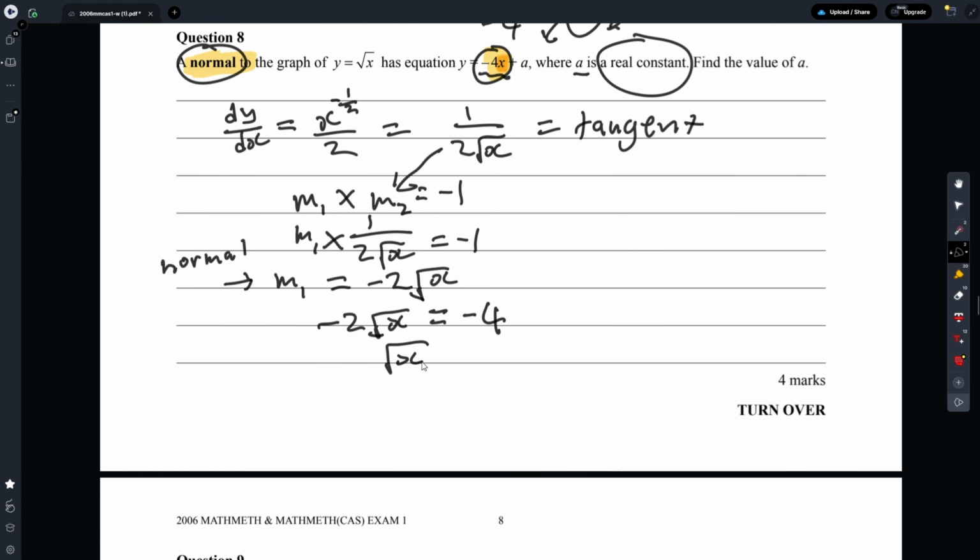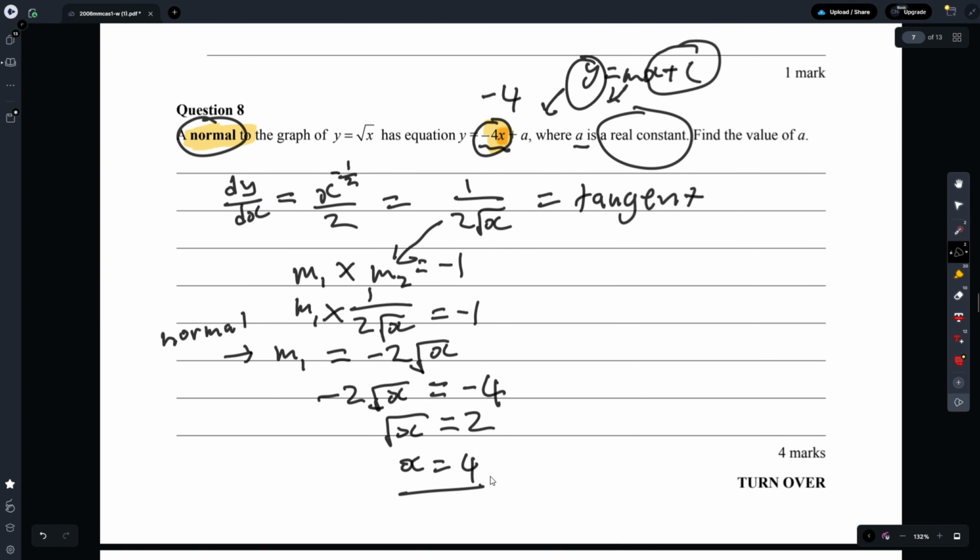So that gives us root x equals 2, negative cancels out, 2, x equals to 4. We have an x value now. In order to find the y value, we simply just sub it back into y. Y of 4 equals root of 4, which equals to 2. We end up with a coordinate point of 4 and 2.